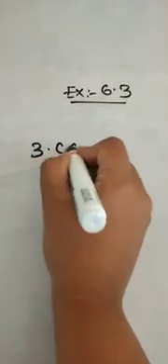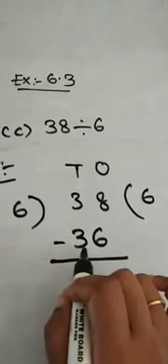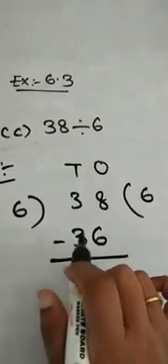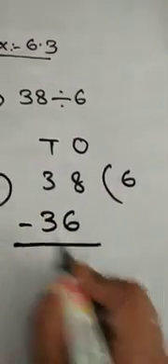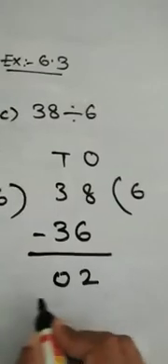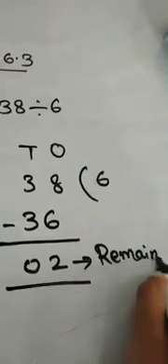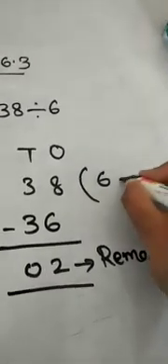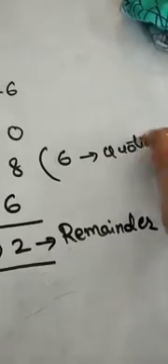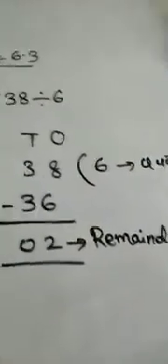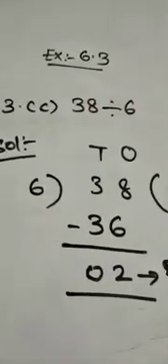Third bit, third problem. Okay, 6 6 are 36. So what we have to do? We have to subtract this. 38 minus 36. So 8 minus 6 is 2. 3 minus 3 is 0. So here leftover number is 2. So this 2 is remainder. And this 6 is quotient. Okay, so this is the third bit, third problem.